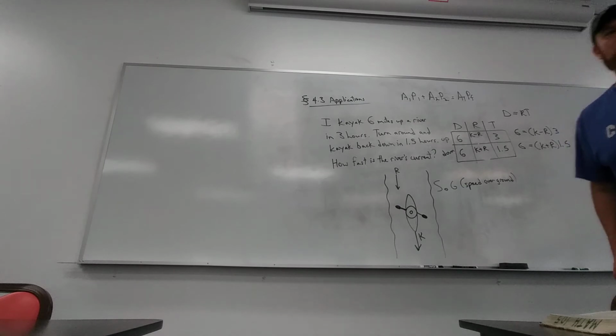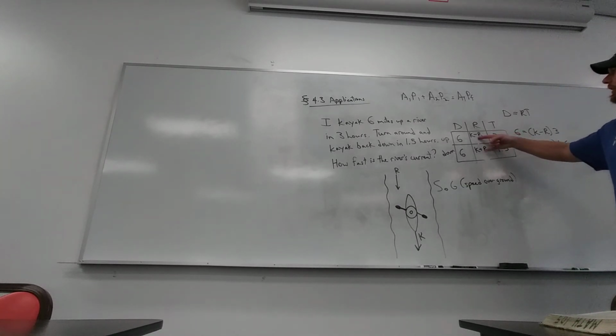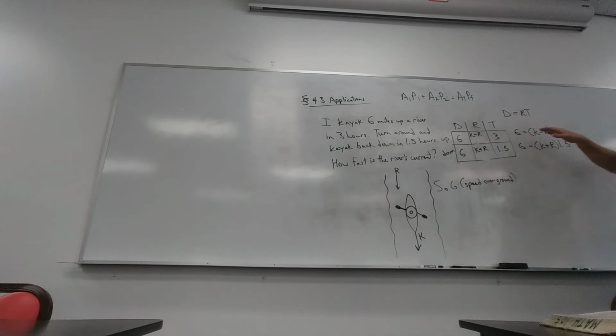And you have those 2 equations with 2 unknowns. Because remember, these are your 2 unknowns. I don't know how fast I'm paddling. I don't know how fast the river's current is. But I know that combination times 3 gets me 6 miles. I know this combination times 1.5 gets me back down 6 miles. So the first step that you should do when you're doing this problem is divide both sides through by 3. And divide both sides through by 1.5. Because what that does is those give you the speeds over ground.